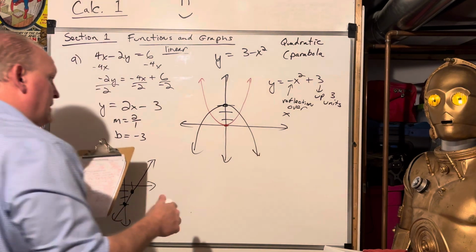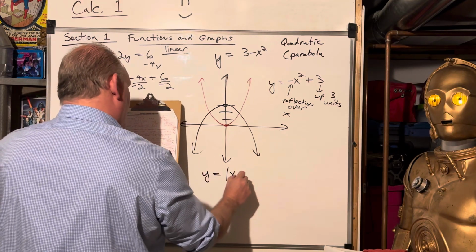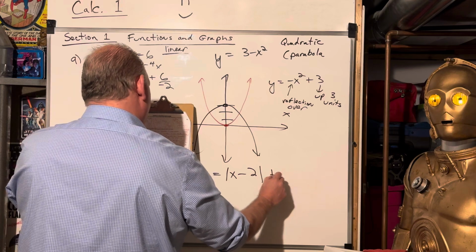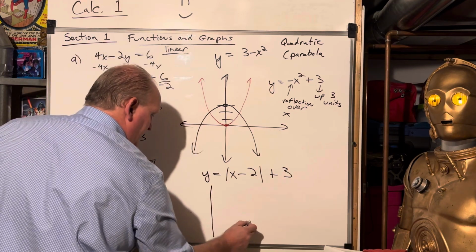Then the next one is an absolute value graph. So that just looks like a V. And again, we have a parent graph.